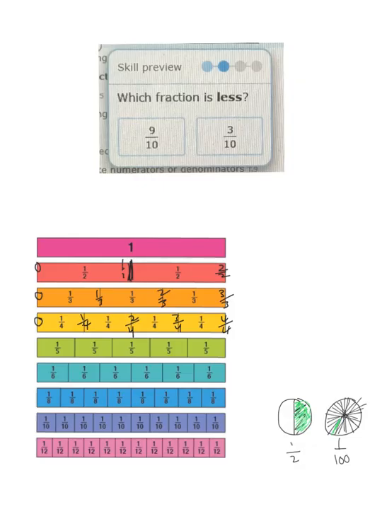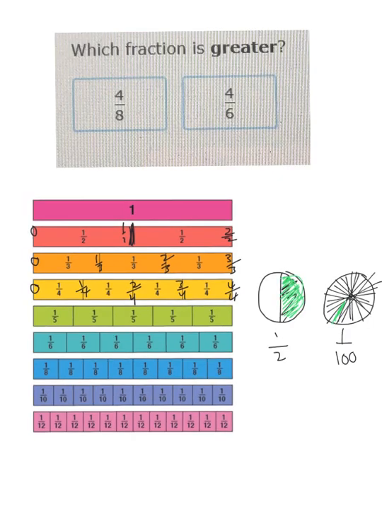When we look at this comparison, which fraction is less, 9/10 or 3/10, we notice that our denominator is the same. So the pizzas have both been cut into 10 pieces. 9/10 is obviously bigger than 3/10. You could also look over here. Well, there's 3/10. 9/10 is way over here. So that's pretty straightforward. Which is less? 3/10.